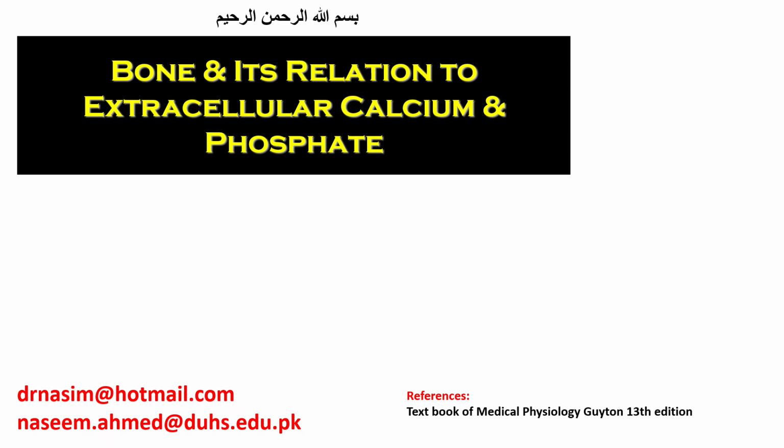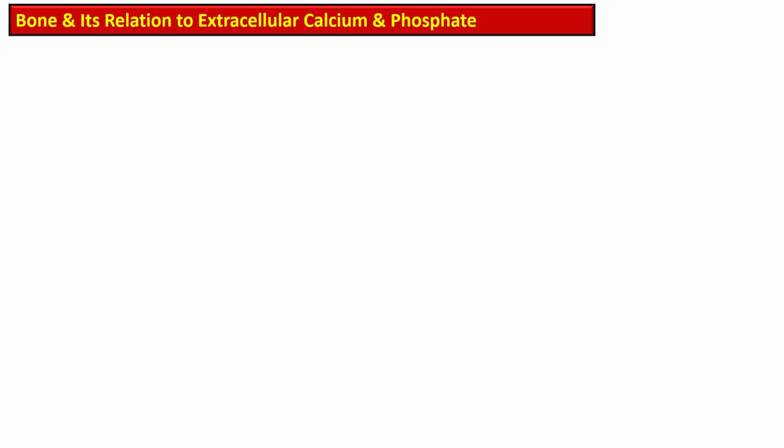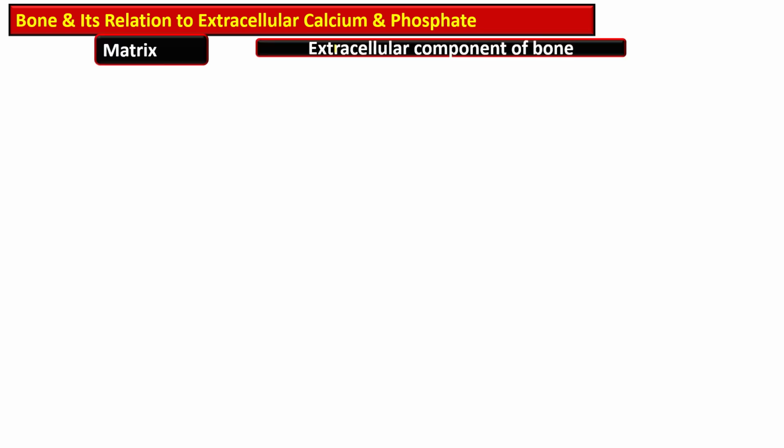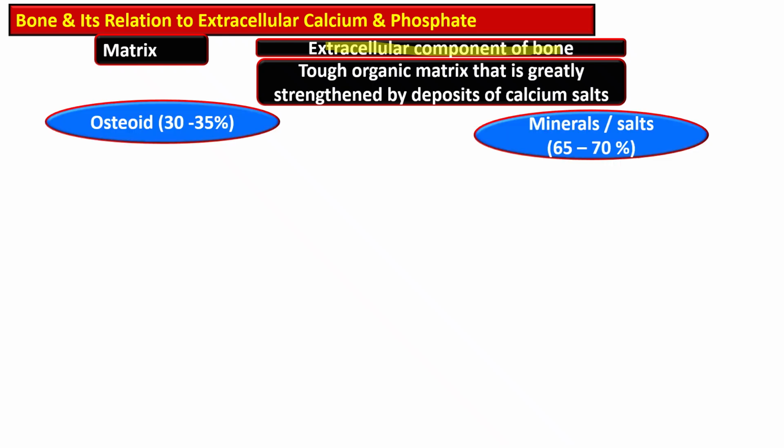Bismillahirrahmanirrahim. Bone and its relation to extracellular calcium and phosphate is discussed in this video. The matrix is the extracellular component of the bone, and it is a tough organic matrix that is greatly strengthened by the deposits of calcium salts.